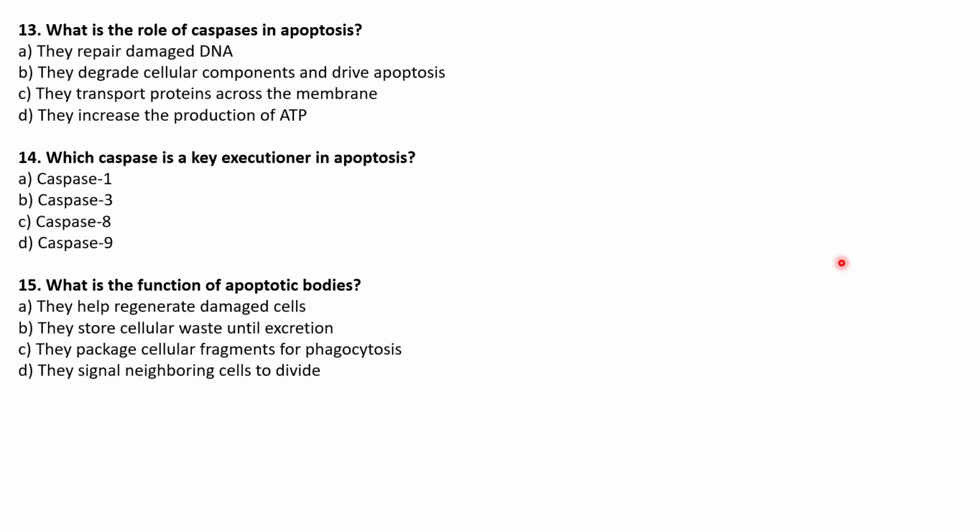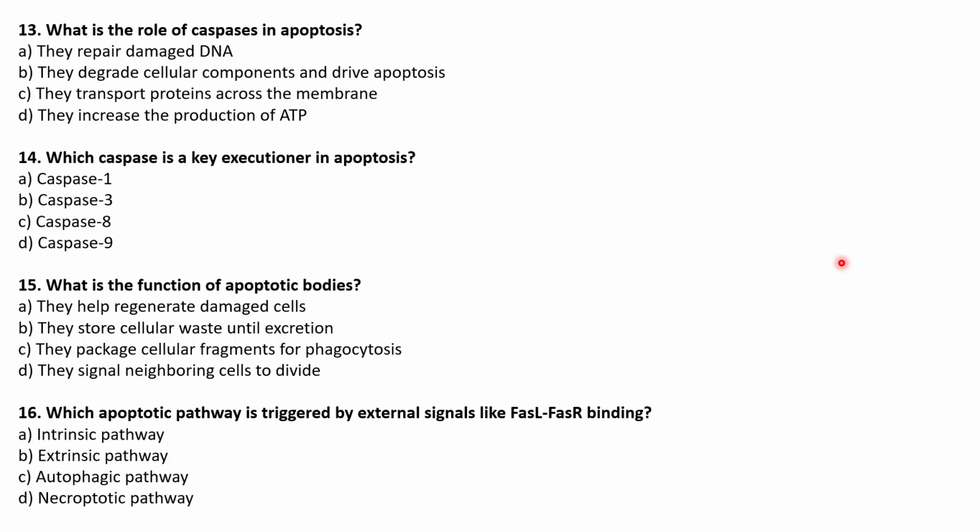Yeah, I've got one right answer, two right answers. Great. So you're absolutely right. The answer here is C, that they package cellular fragments for phagocytosis, or the process that I mentioned, the specialized type of phagocytosis called efferocytosis. Okay. Great. Okay, next question.